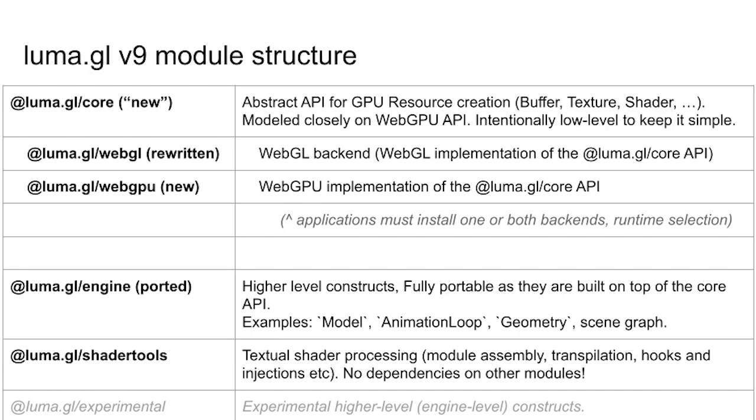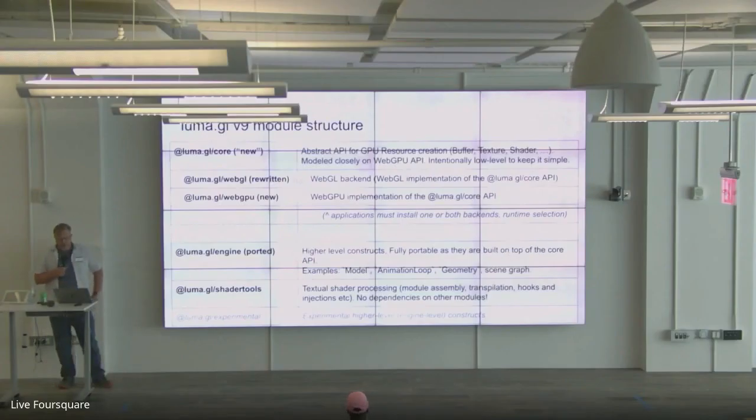And so the core module, the new thing is, it defines an abstract, portable API for working with GPU resources. So how do you create things like GPU buffers, textures, shaders, programs, or pipelines, as they're called in WebGPU.